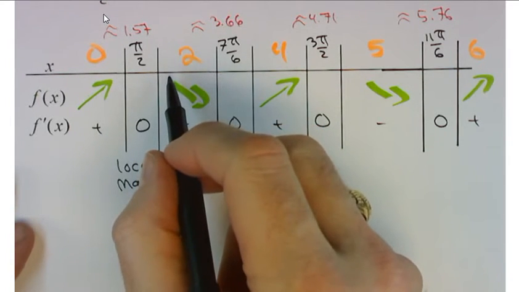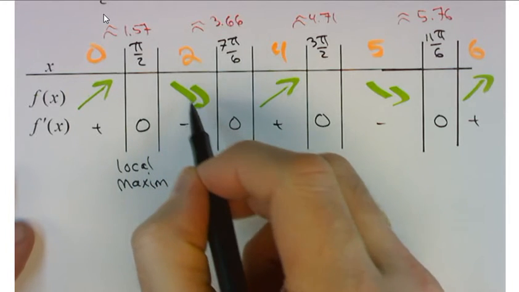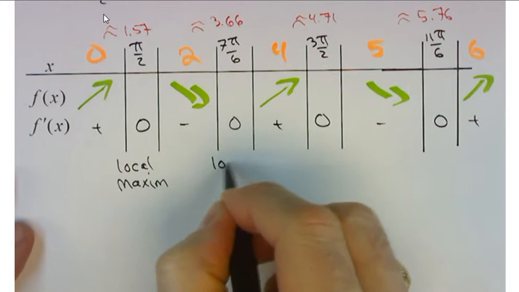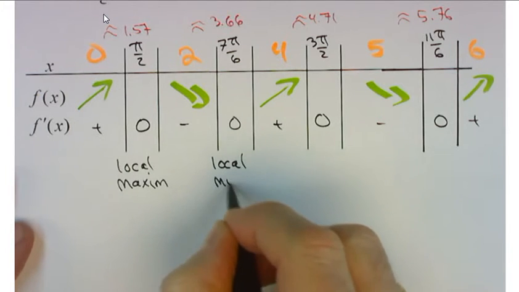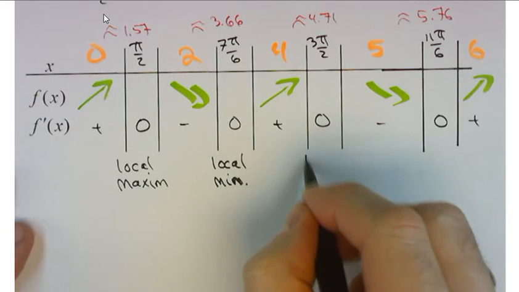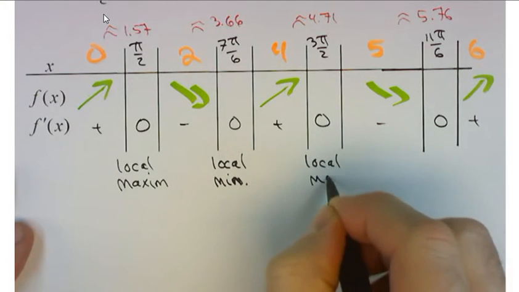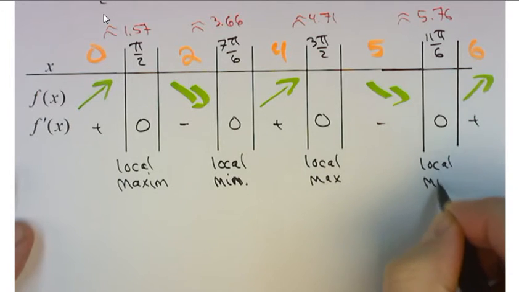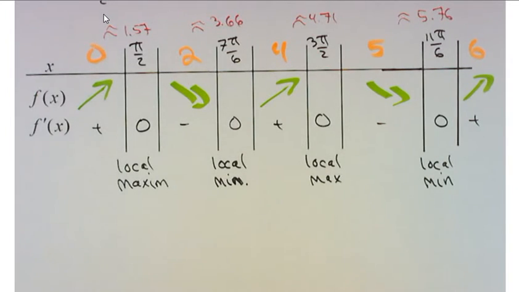Now, on the other side of things, if something's decreasing and then starts increasing, what does this have to be? A local minimum. And then another local max, and then a local min.